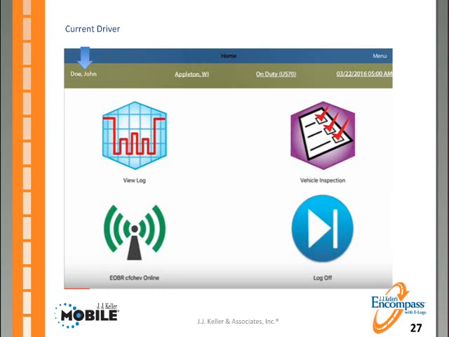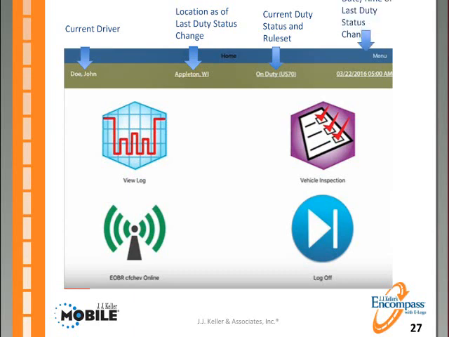Now the green bar at the top is going to show you the current driver, the location of the last duty status change, the current duty status and the rule set the driver is operating under, and then the time of the last duty status change.